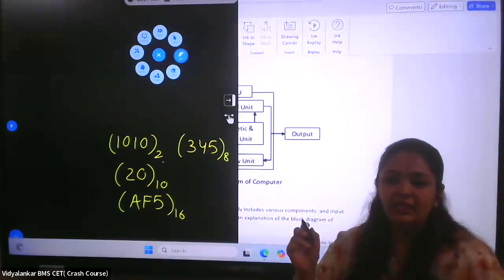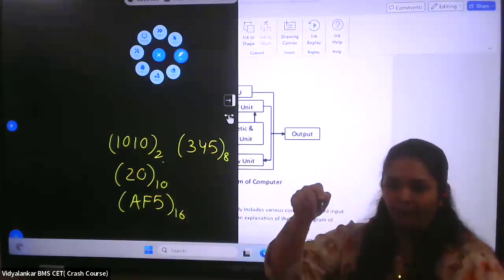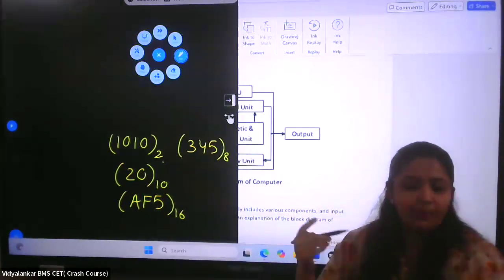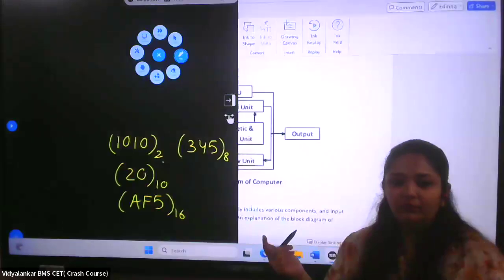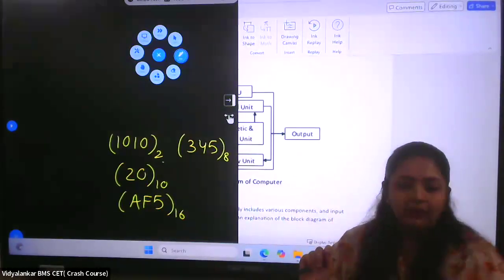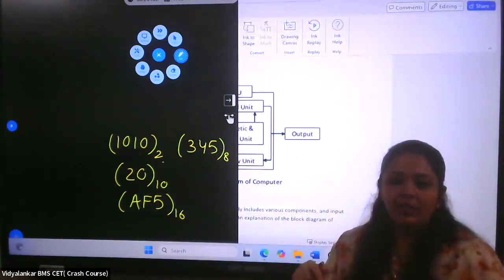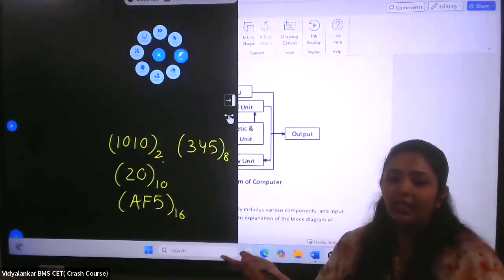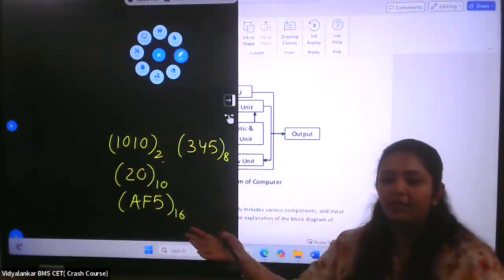So what's the range for binary? 0/1. Just don't write 0 to 1, just 0/1. And what's the base for binary online? The base is 2. Then next number system, you can write decimal. What's the range for decimal? 0 to 9. And what's the base for decimal number system?